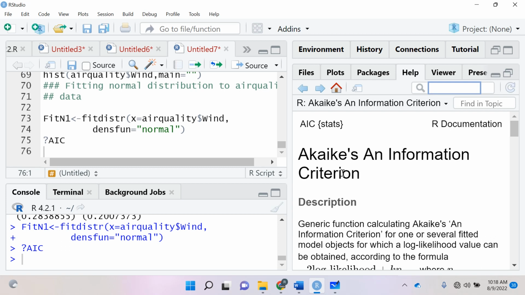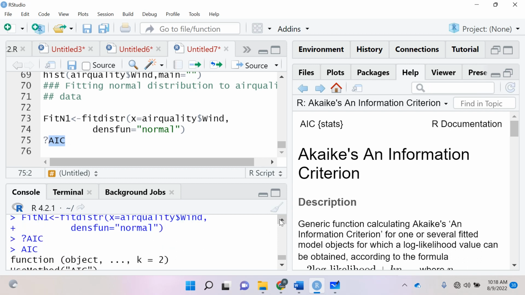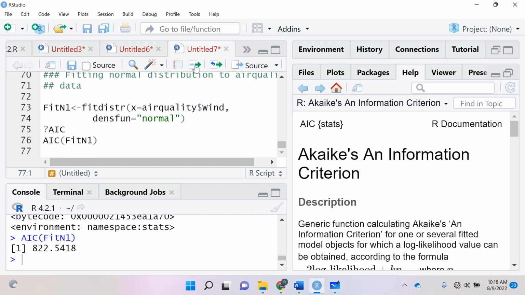Okay, so this is what I was talking about, the AIC. AIC is actually a function, and you can look at it. It takes it from the object list, of course. So when I have a function like this, I can compute the AIC. 322.